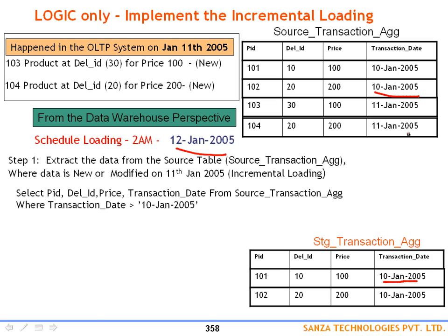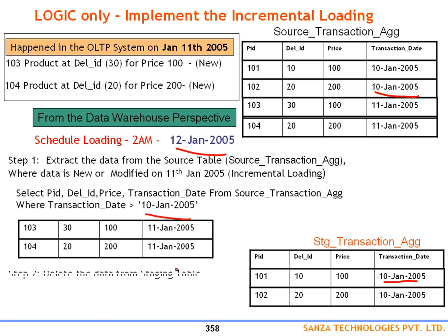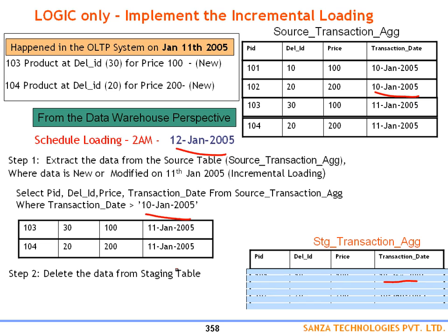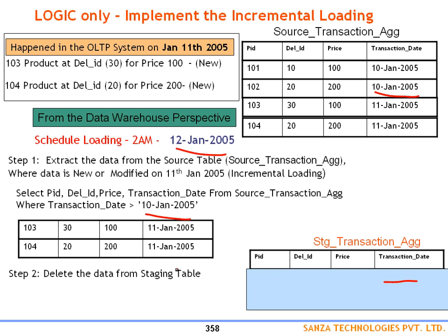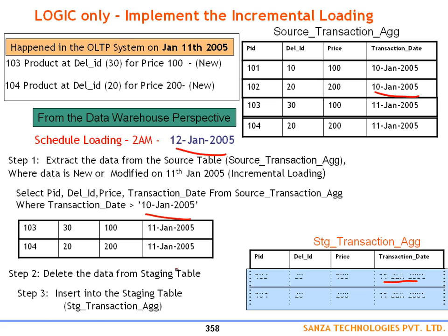Next time when I execute it, I should extract only data greater than that, that is, greater than 10th January 2005. If you want to correlate it, it is nothing but greater than whatever has been loaded into my staging table in the previous run. So this is the data extracted from my source. Before I load, I delete the data in my staging area. Then I insert into my staging table.